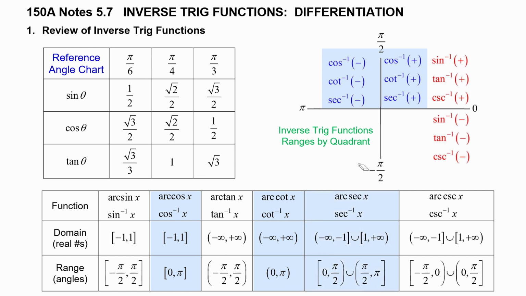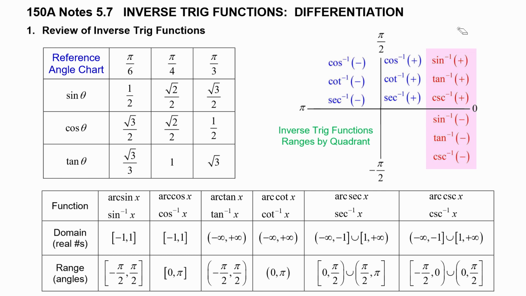And secant inverse lives from 0 to pi, skipping over pi over 2. Now in your trig class, you went into great detail for why this is true, and you can refer to my trigonometry videos on my YouTube channel for chapter 6 if you would like a more thorough review of the inverse trig functions. Here, in quadrants 1 and 4, will live sine inverse, tangent inverse, and cosecant inverse.